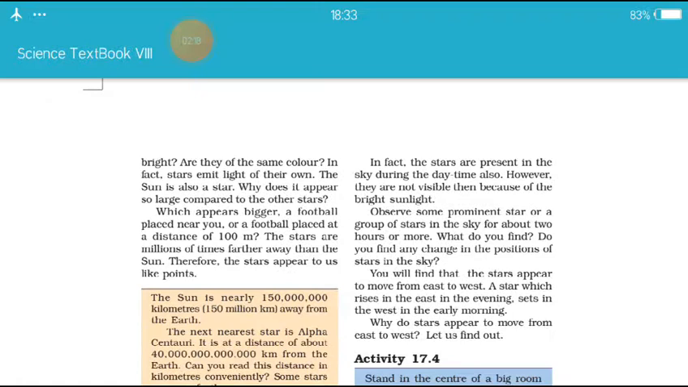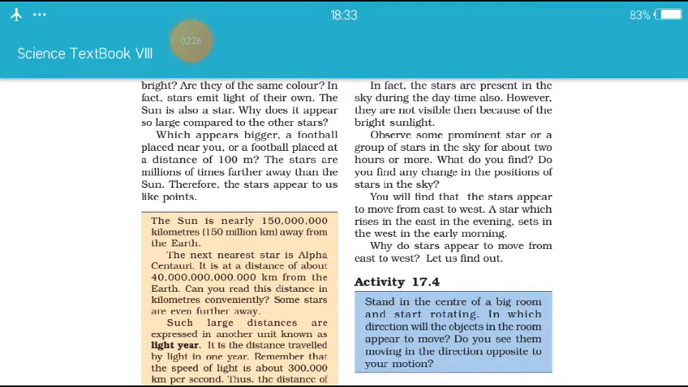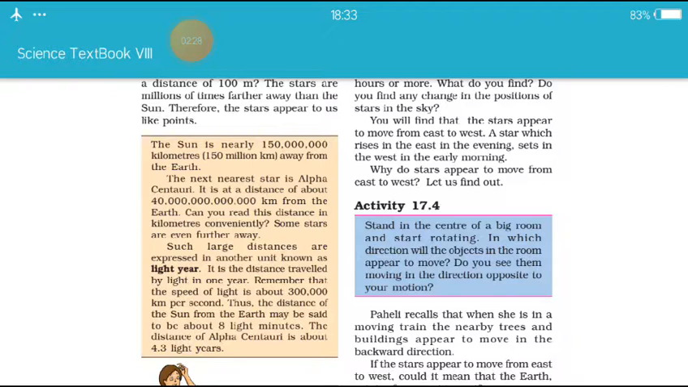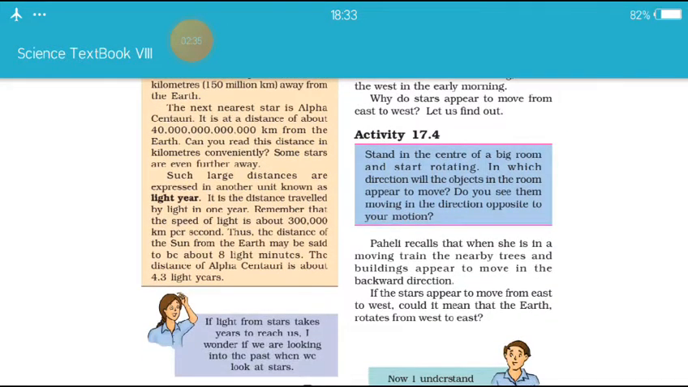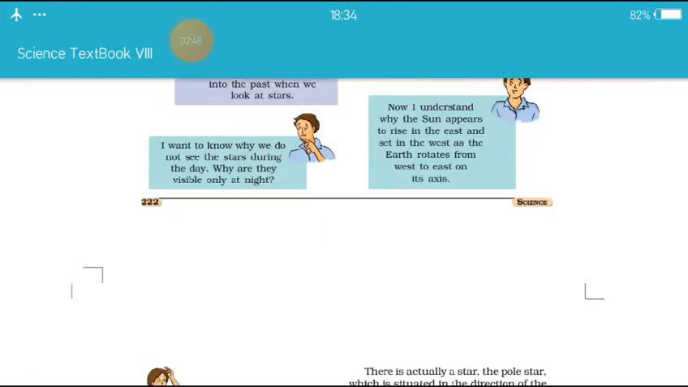Then we studied the stars. There are various stars in the universe. The sun is the biggest star. Then we learned the unit light year. What is a light year? It is the distance traveled by light in 1 year. Remember that the speed of light is about 3 lakh km per second. Okay.